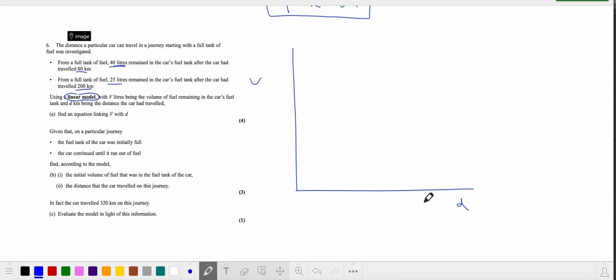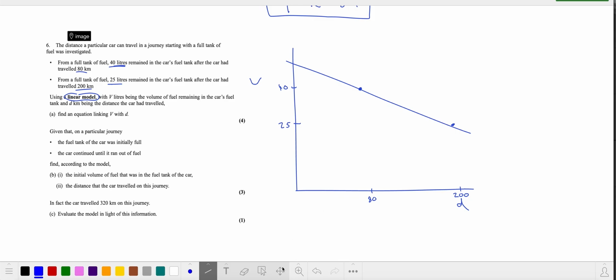So when D is 80, we know V is 40. There's 40 litres left when we've gone 80 kilometres. And as we drive more, to a distance of 200, that reduces to 25 litres. Let's just join those up.